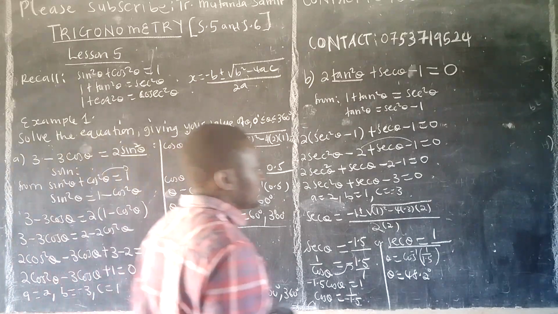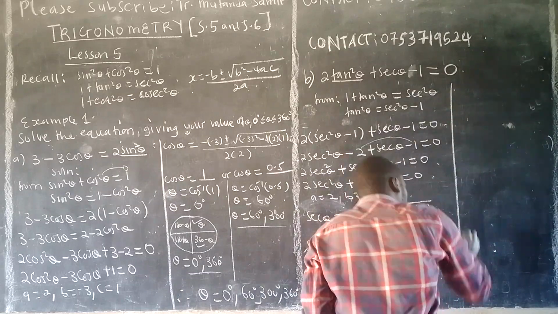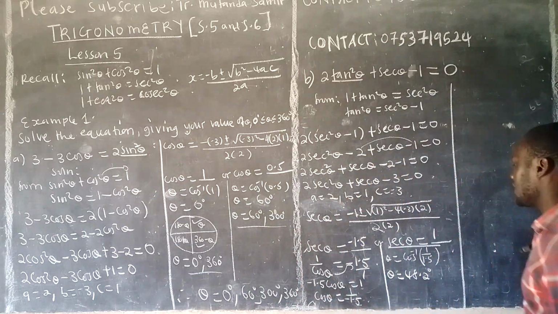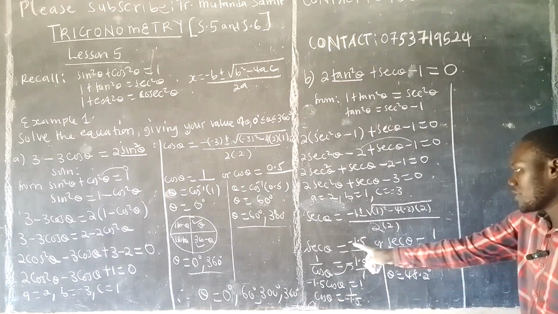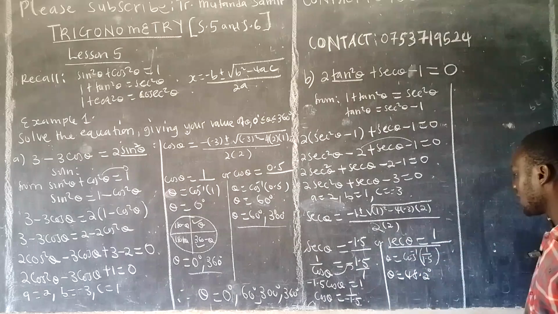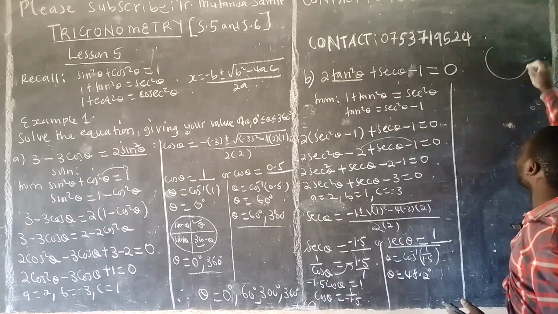Cos was a negative. Therefore, this means I'll proceed from this side. I've not handled this yet; I'm only dealing with this first answer. Cos was a negative, therefore I'll draw my circle here.